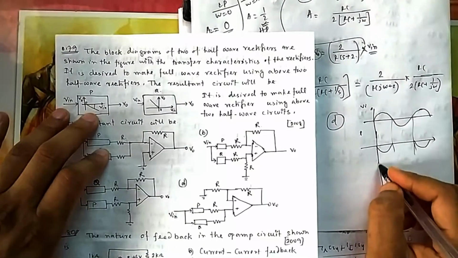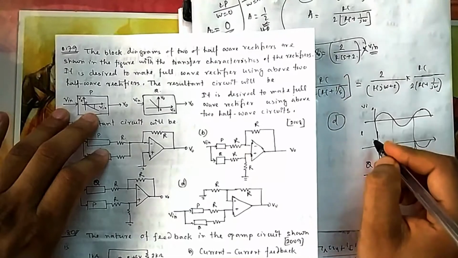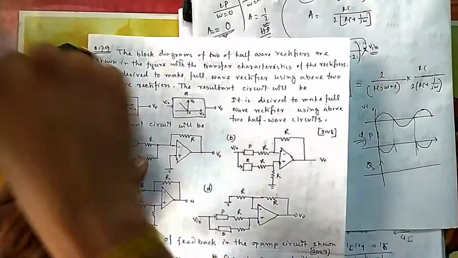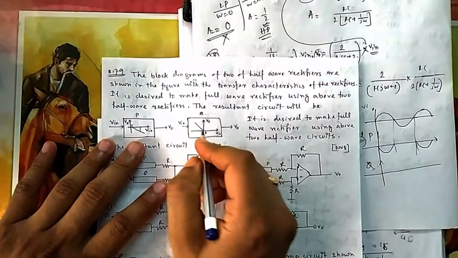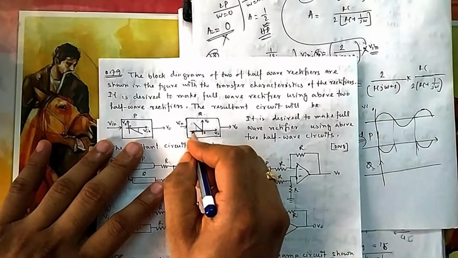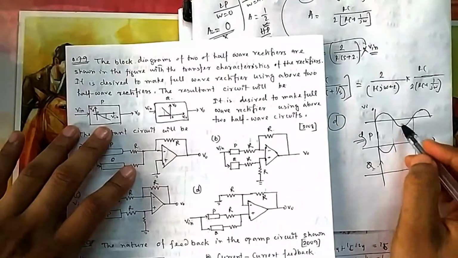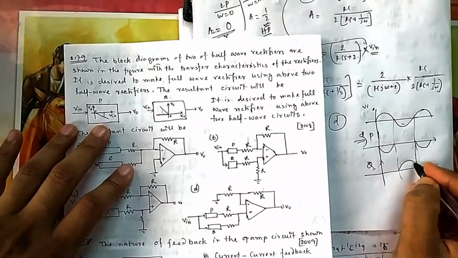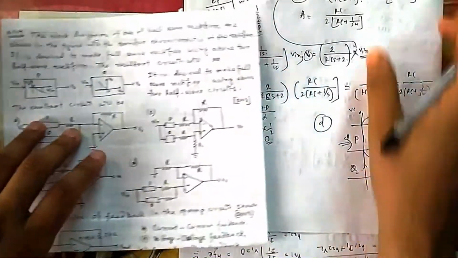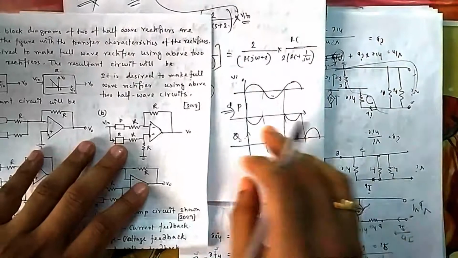P is a half-wave rectifier, they told you. And what is the case for Q? Q is what? Whenever your Vin is negative, then your output is positive. So whenever your input is negative, then output is positive. So these are the two half-wave rectifiers, I think we have seen.